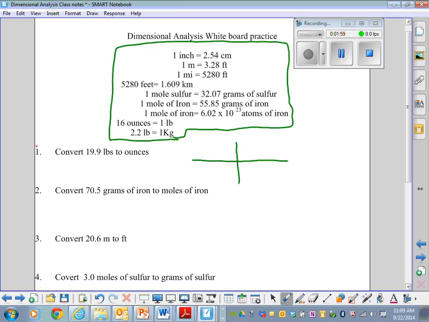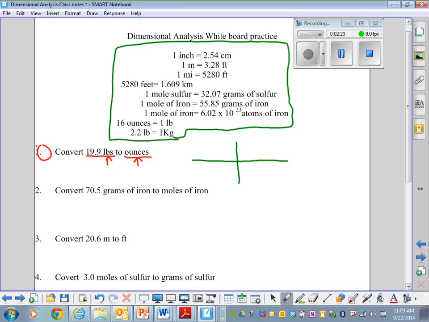So let's look at problem number 1. We're asked to convert 19.9 pounds to ounces. Now, when you get a problem like that and you've been provided with the conversions, we're going to go up and find that relationship. What is the relationship between pounds and ounces?